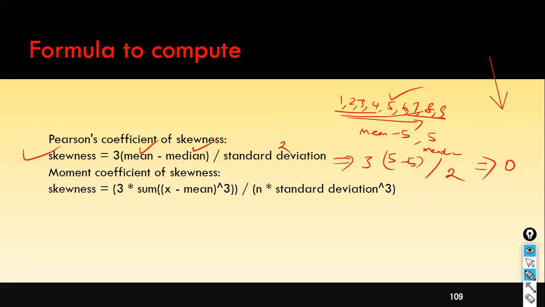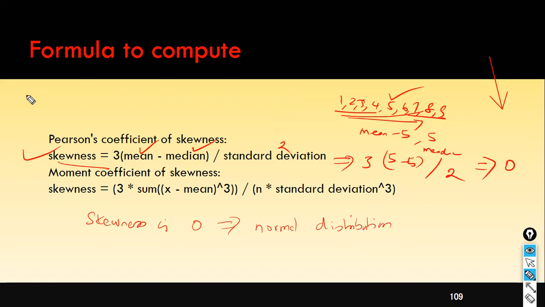So if the skewness is 0, remember this: if the skewness is 0, it's a normal distribution. If the skewness is 0, then it is normally distributed, a normal distribution or Gaussian distribution, okay?